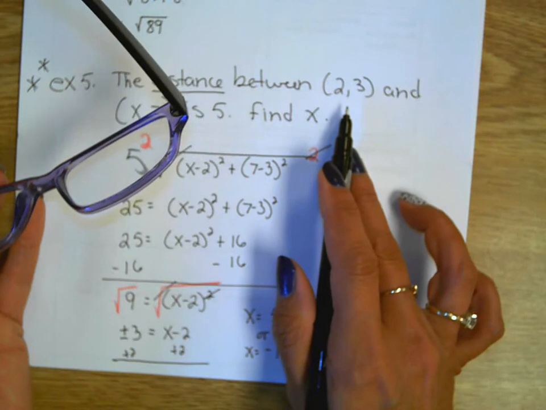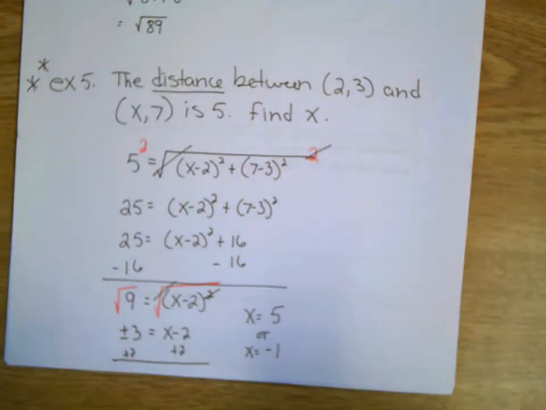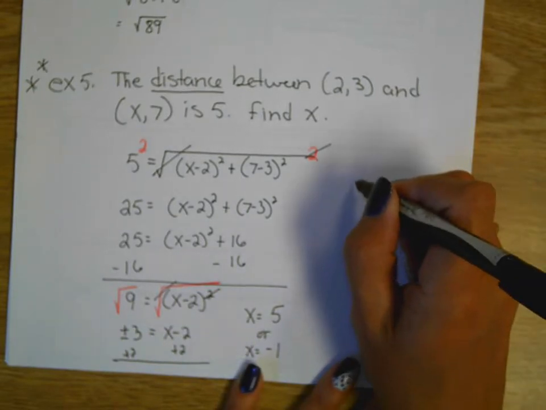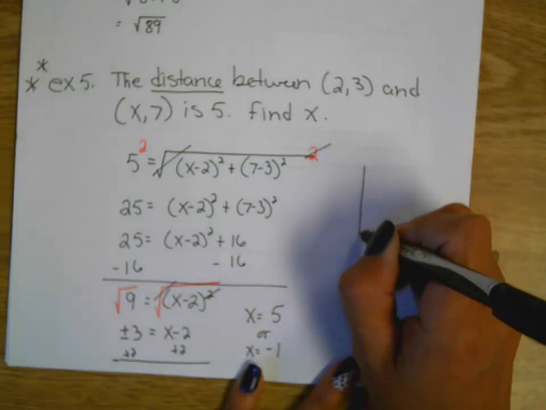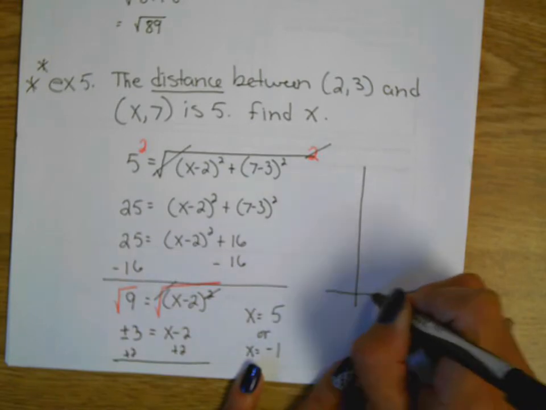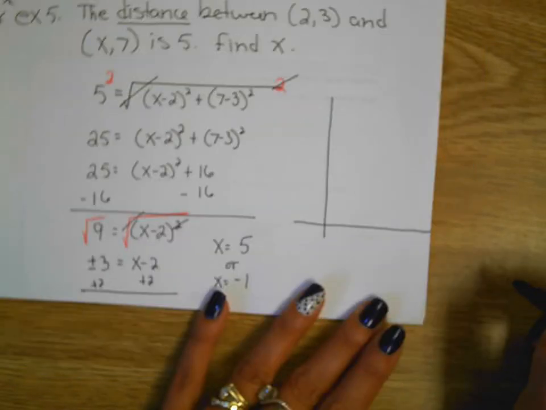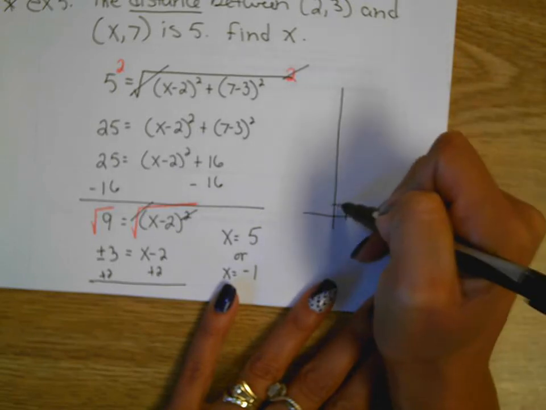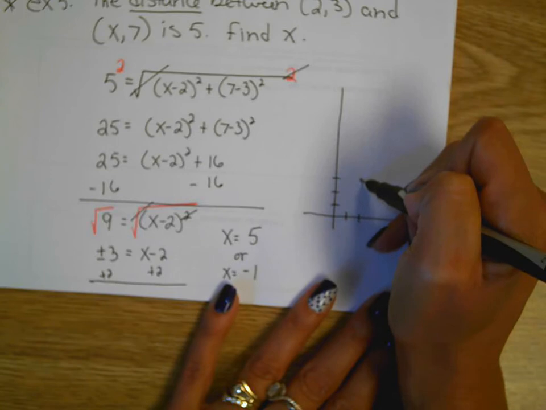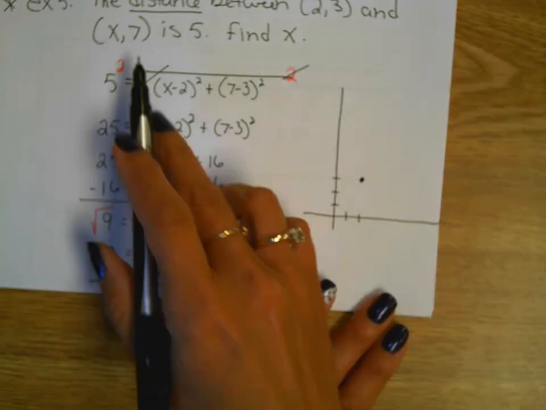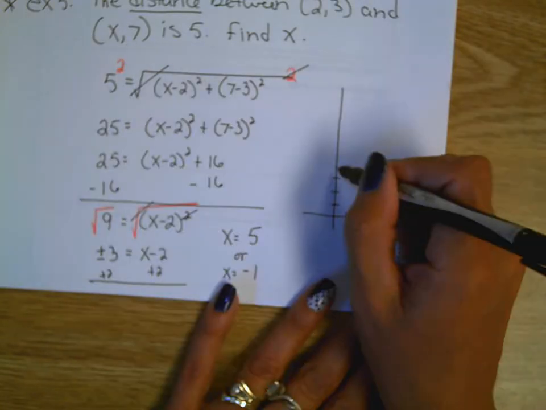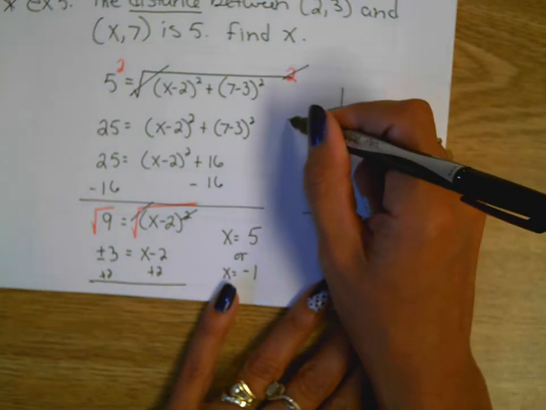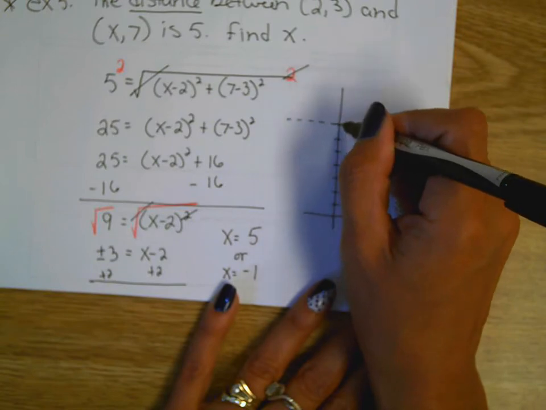And I want to show you them so you can see where it came from. Real quick. You actually don't even have to graph this if you don't want to. So we had 2, 3. 1, 2, 3. Just a rough sketch. There was 2, 3. And then we had a point that was up 7. So my points were on this dotted line.